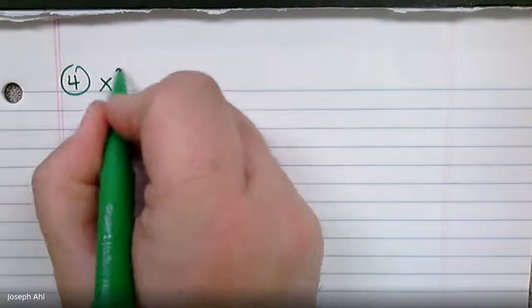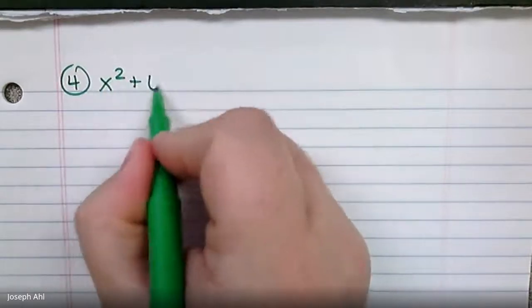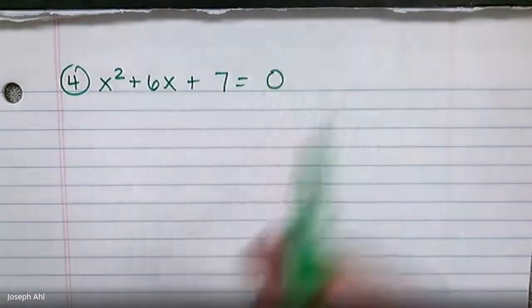So there must be one more. The last example that we're going to look at solving is x squared plus 6x plus 7 is equal to 0.